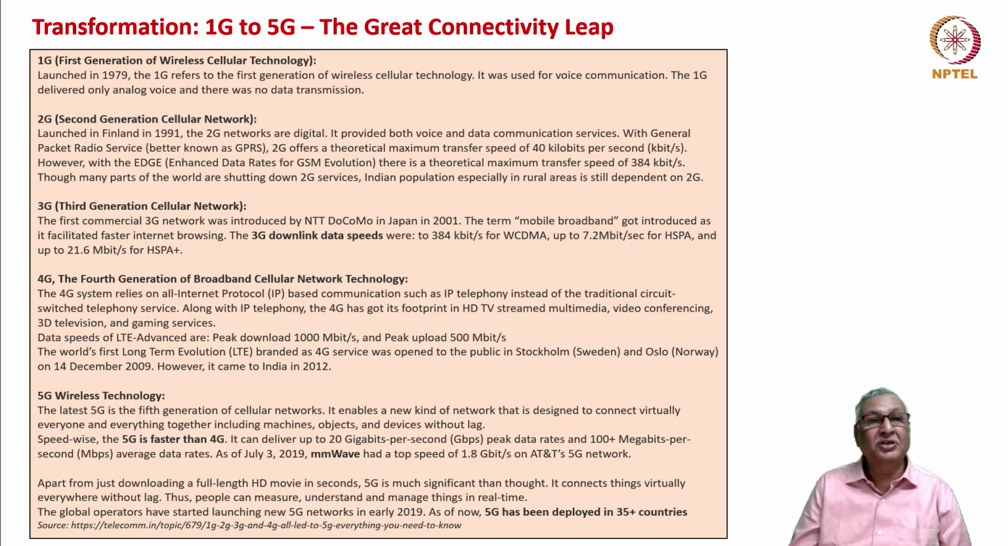1G, which is the first generation of wireless cellular technology, was launched in 1979 and it was used only for voice communication. It only delivered analog voice and there was no data transmission.